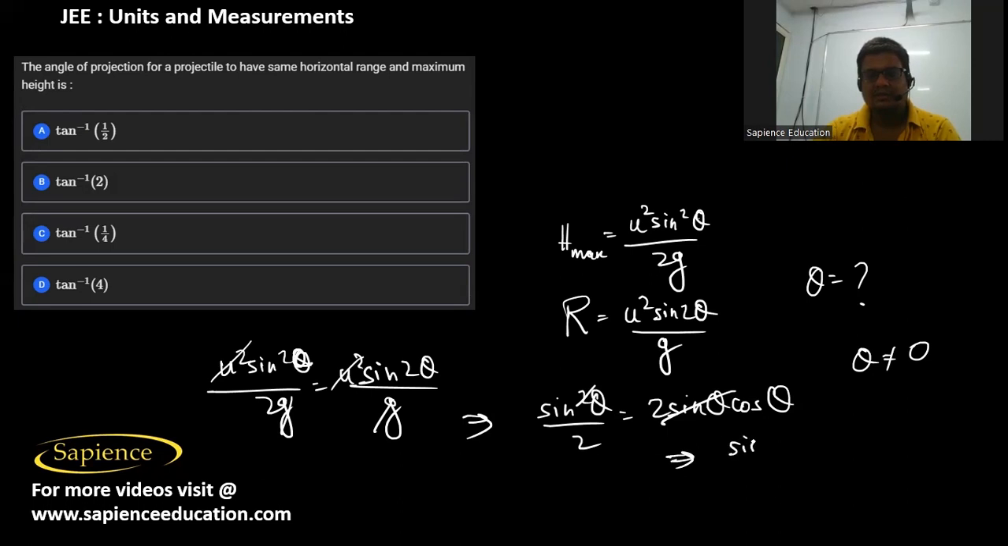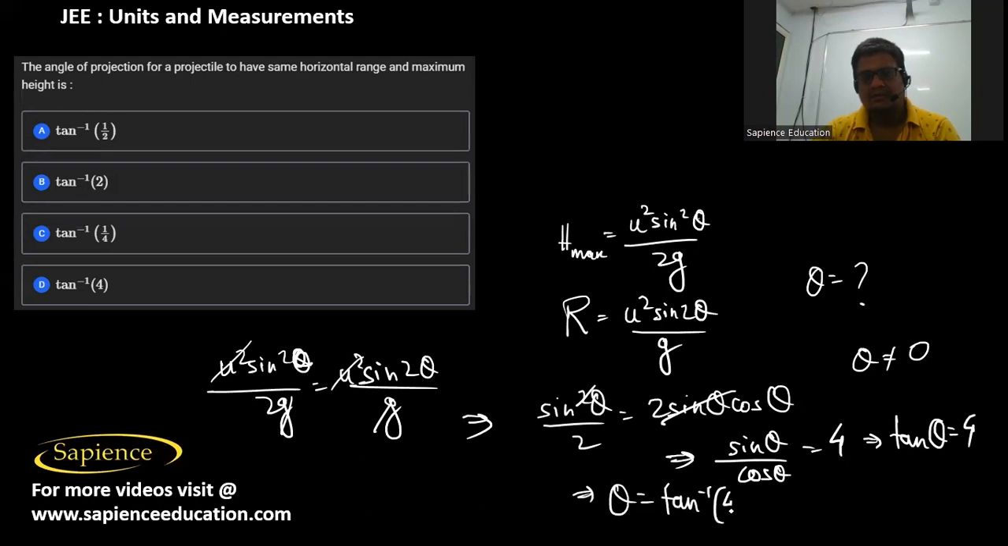So then we can say that sine theta by cos theta is equal to 2 into 2, that is 4. Therefore tan theta equals 4. So the angle theta will be equal to tan inverse 4. If the angle theta is tan inverse 4, then the horizontal range will be the same as the maximum height. So option D is the correct answer.